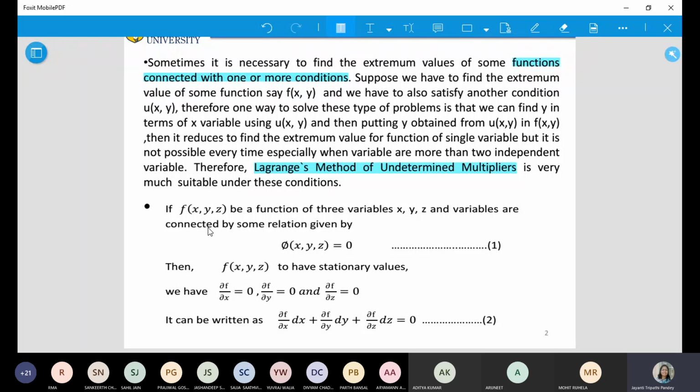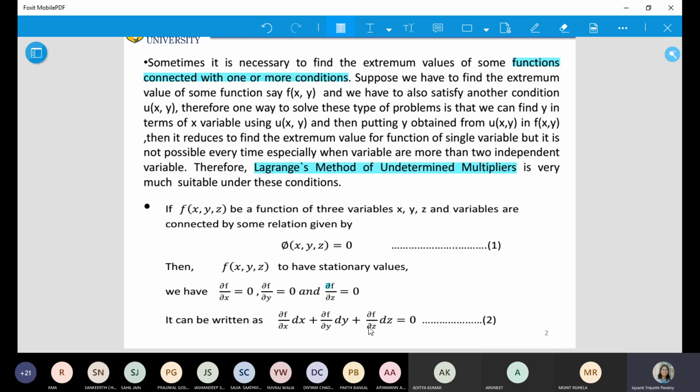This question looks like: if f(x,y,z) is a function of three variables x, y, z and the variables are connected by some relation given by phi(x,y,z) equals 0, then for f(x,y,z) to have stationary values, this should be 0, this should be 0, and this should be 0. In other words, you can say du is 0, or df is 0, because this is the total derivative. I hope you remember this. This is the total derivative of f, right?